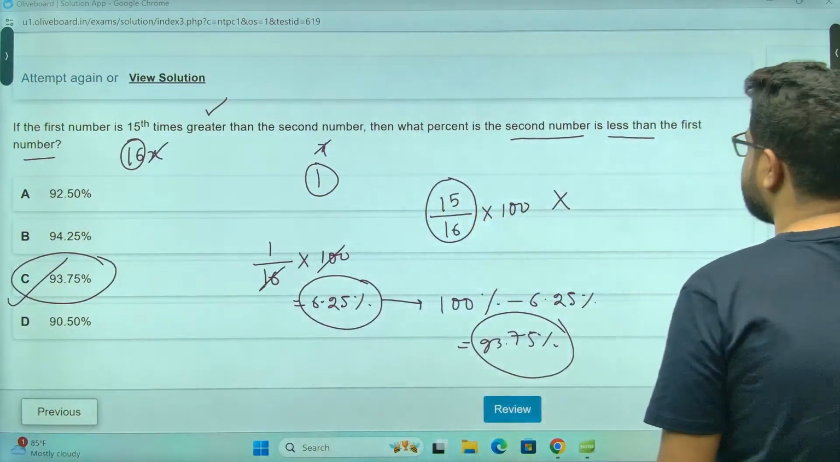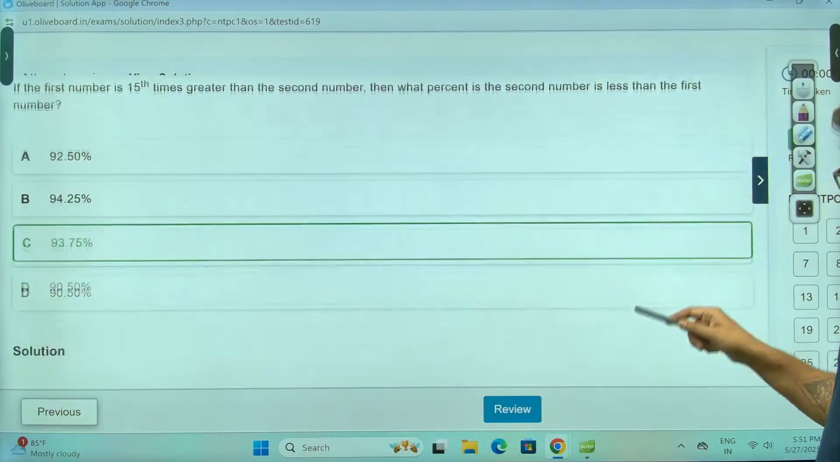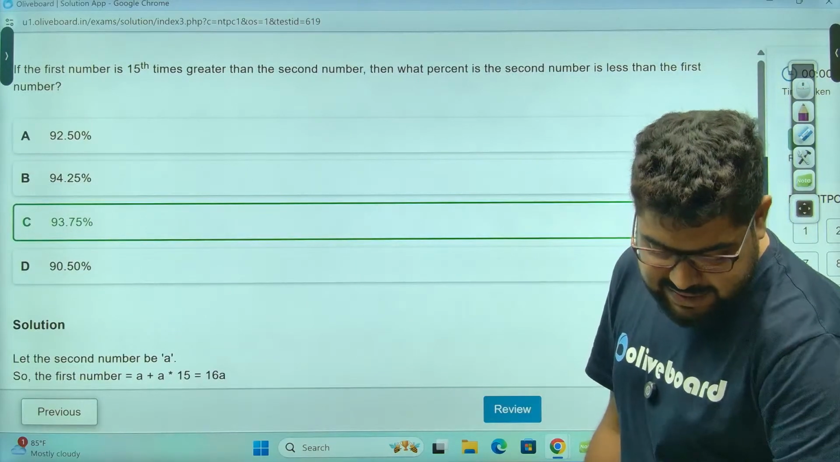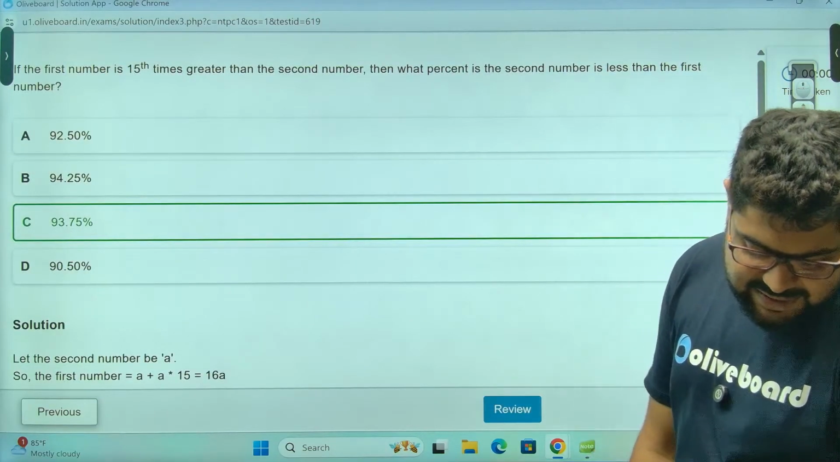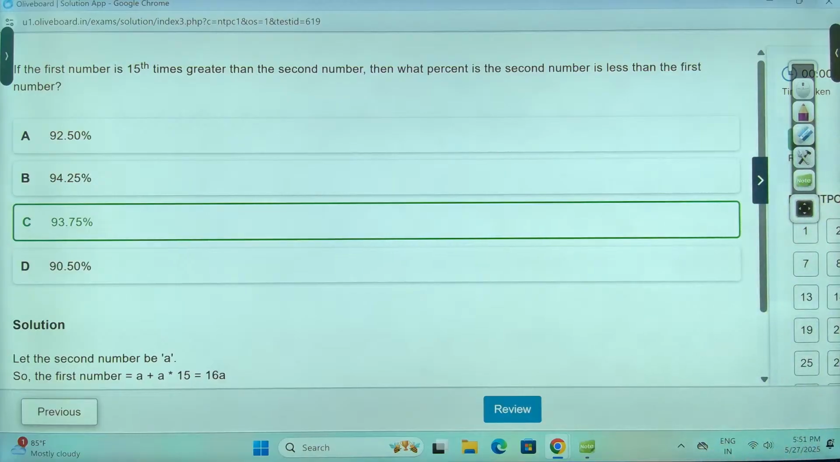Again, sir, option number C. Oh, why are the comments not coming? What happened? Hurry up. Next one, next one, next one.